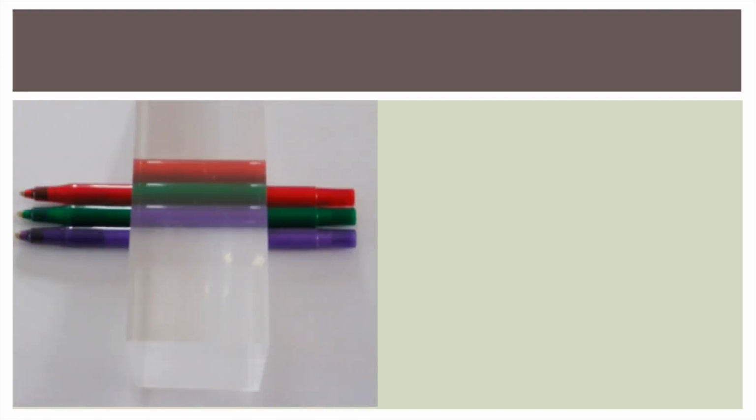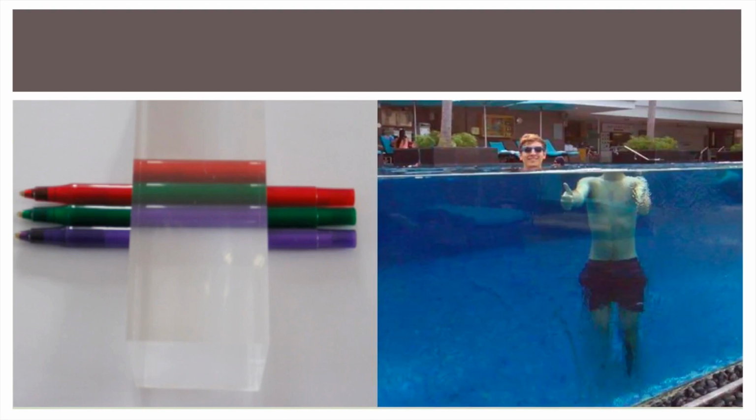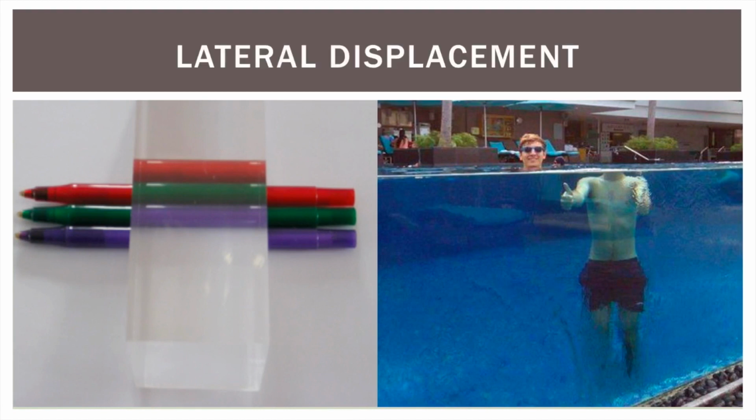A set of pens viewed through a glass slab seems to be broken. Similarly, the body of a person standing in a pool seems to be cut into two halves when seen through a specific perspective. Both these observations are on account of lateral displacement, an effect of refraction.